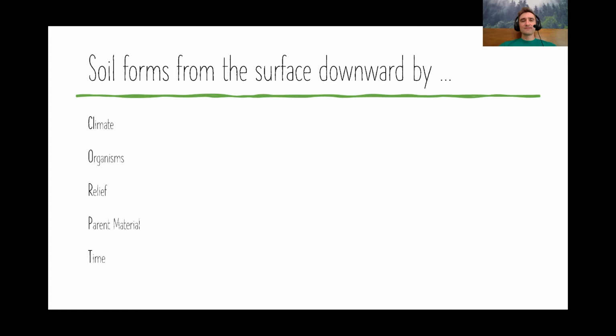Soil scientists use the mnemonic device of CLORPT. Not that that means anything to me, but CLORPT helps you to remember the 5 different elements. So that's the climate, organisms, relief or topography, parent material, and of course, time. So if you alter any of these 5 variables, you will change the rate of soil formation.